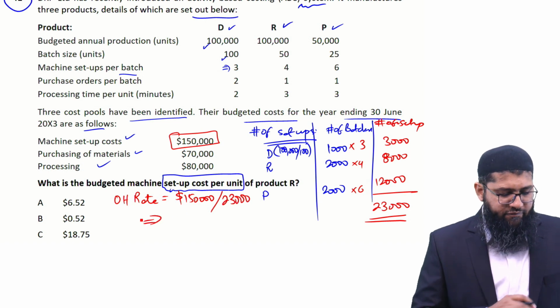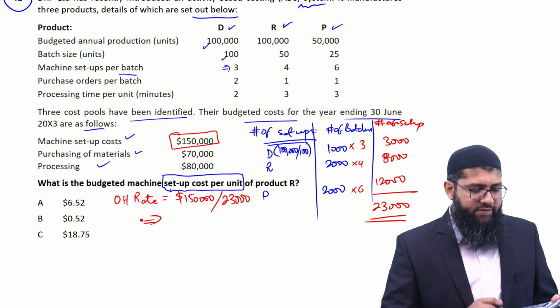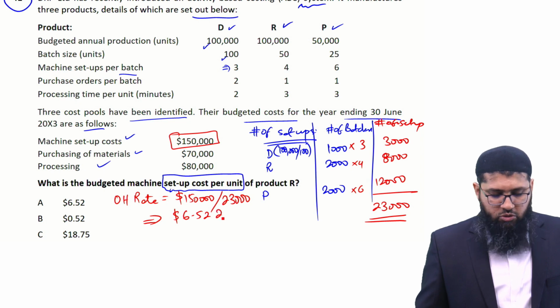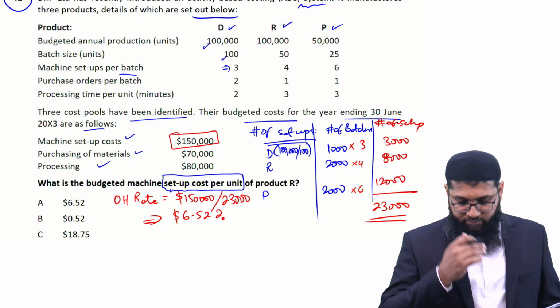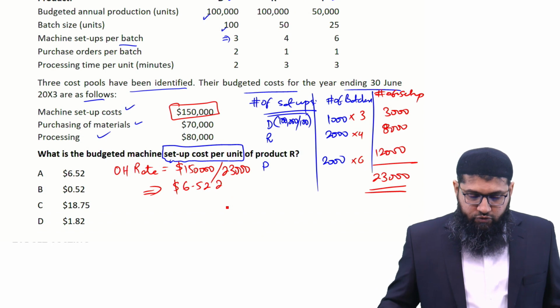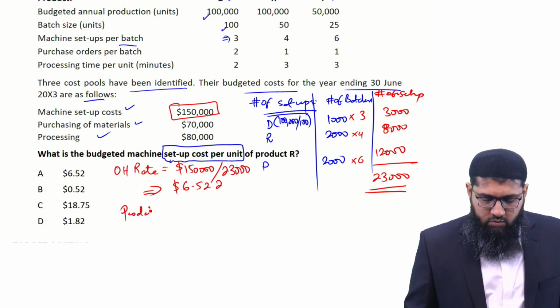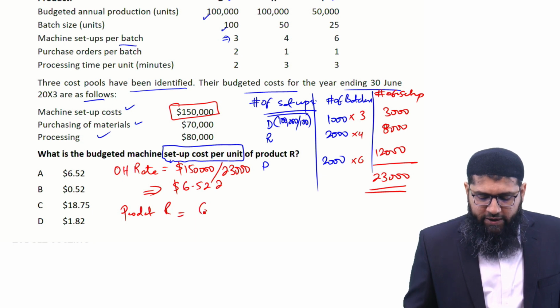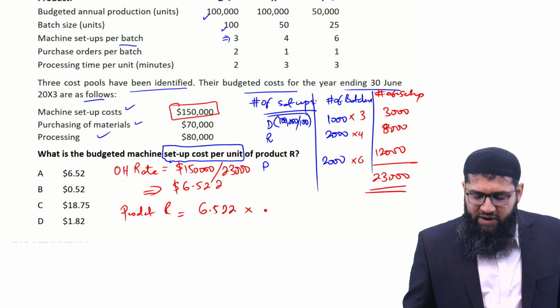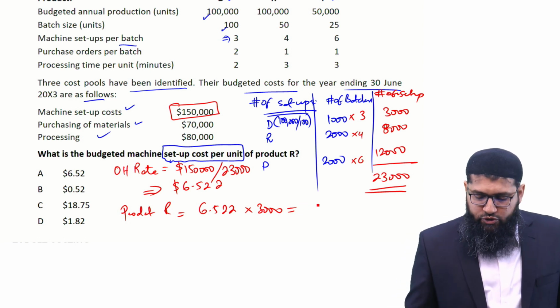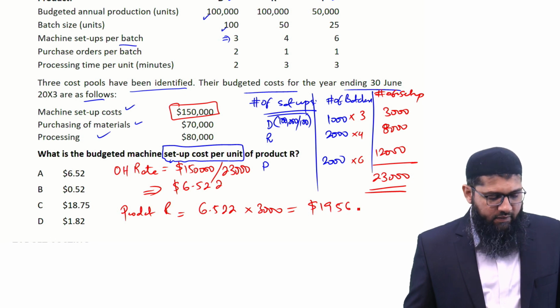You would say 150,000 divided by 23,000 gives you $6.522 per setup. So when you talk about the product R, 6.522 multiplied by 3000 as the number of setups. So total cost is gonna be 19,565.